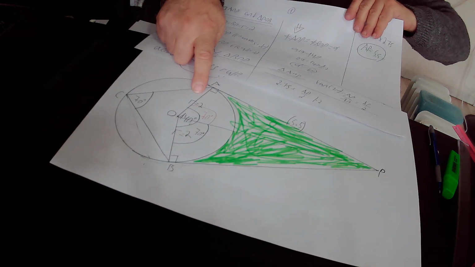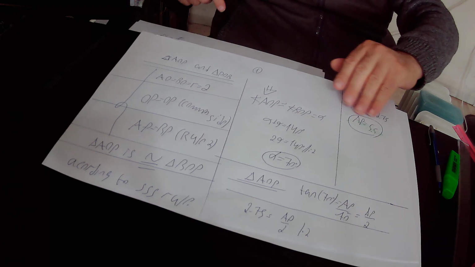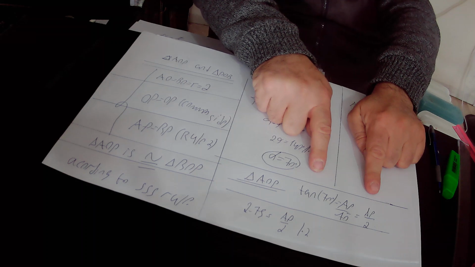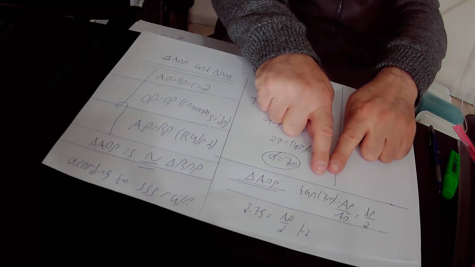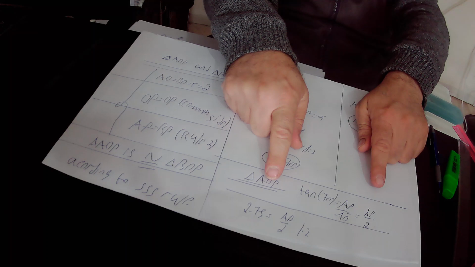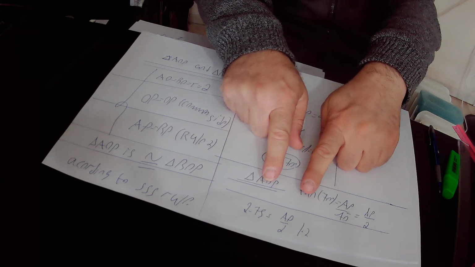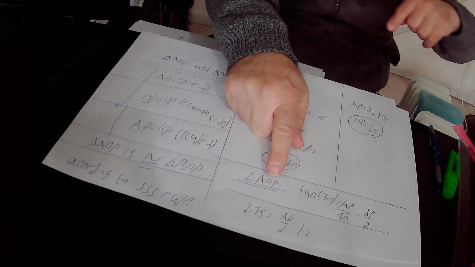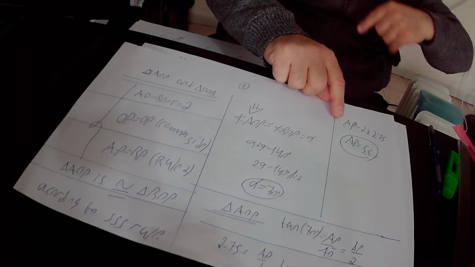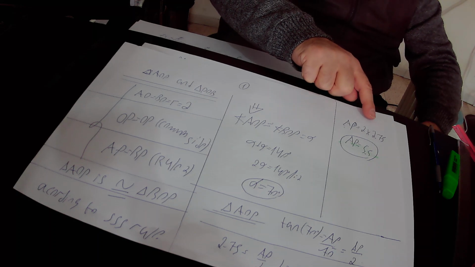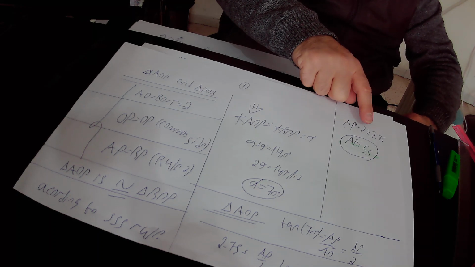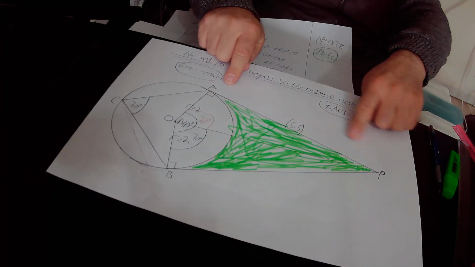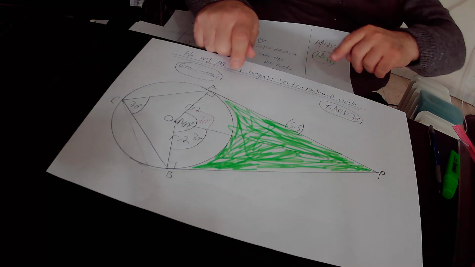AO equals 2, it is the radius of the circle, so substitute AO by 2. We found that tangent 70 degrees equals AP over 2. Tangent 70 degrees is 2.75, so 2.75 equals AP over 2. We multiply this expression by 2 and find that the missing side AP equals 2.75 times 2, which is 5.5. In conclusion, the length of side AP is 5.5 units.